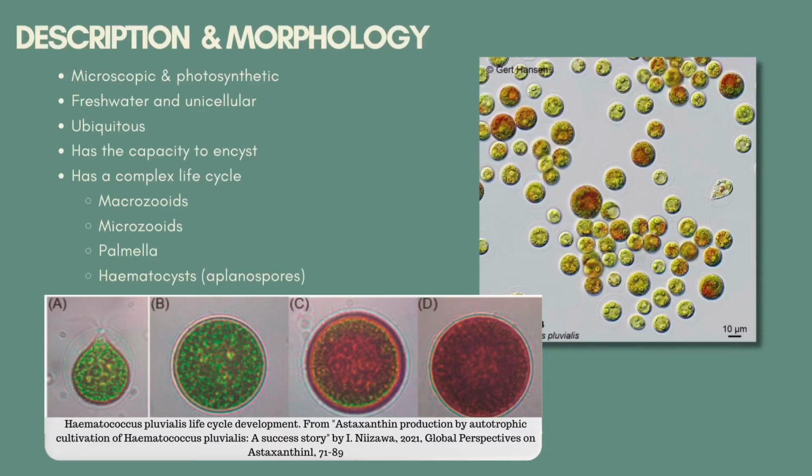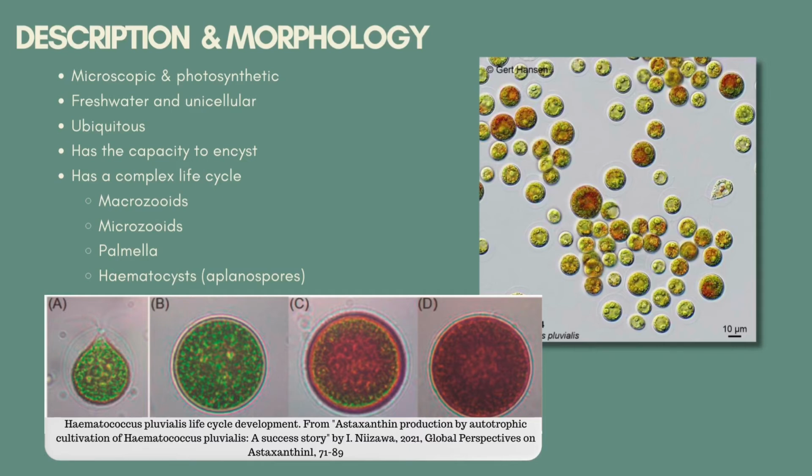For the description and morphology, Haematococcus pluvialis is a freshwater unicellular green algae that is microscopic and can produce its own food through photosynthesis. It is ubiquitous as it is widely distributed in many habitats worldwide. It is also able to form cysts, which allows the species to be well suited for survival under extreme conditions such as radiation, temperature, and salt concentrations.